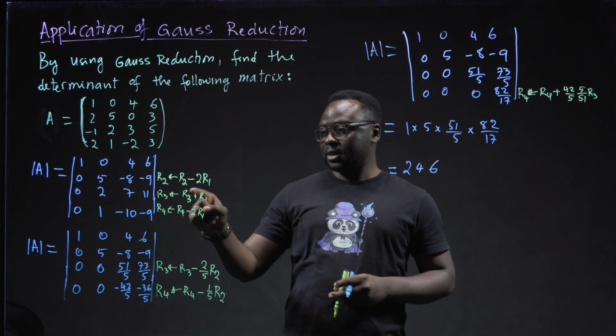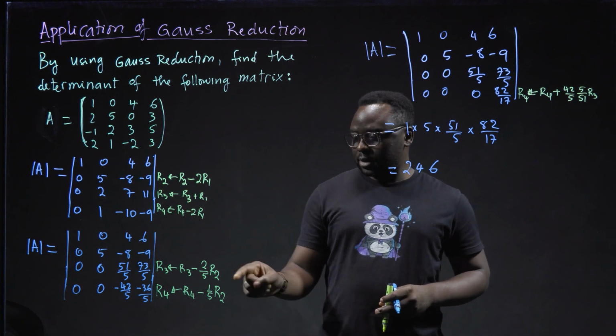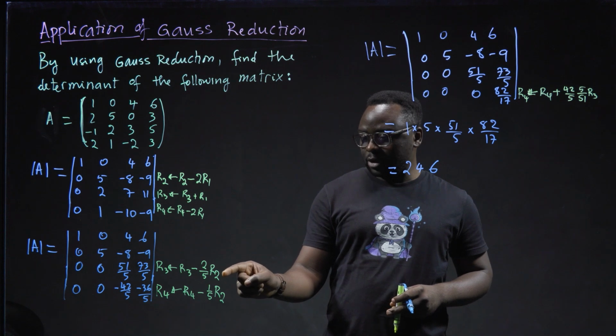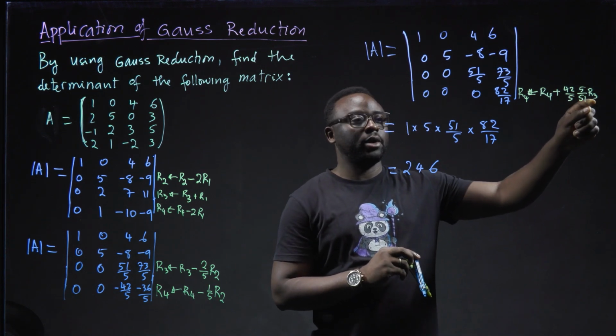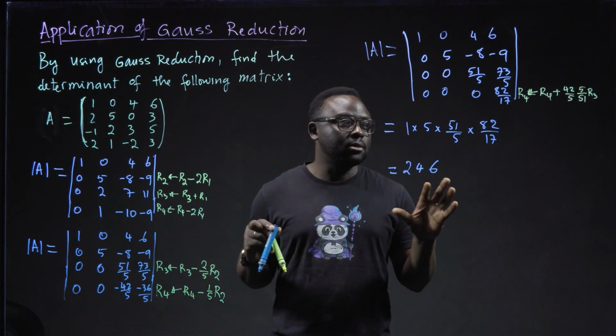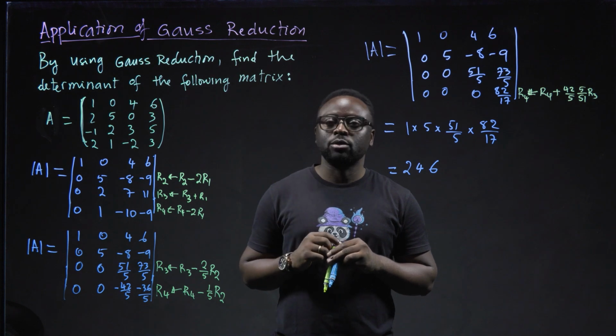So you can see here, for the first column we use R1, for the second column we use R2, and for the third column we are using the third row, R3. So don't forget, don't mix up the procedure. You won't be able to get the correct solution.